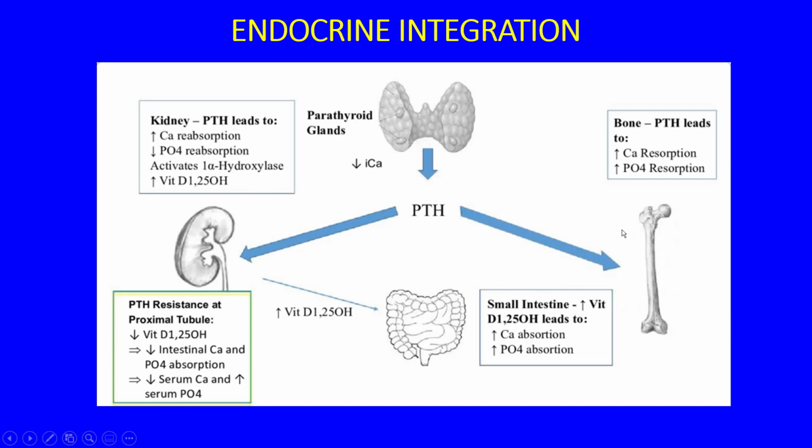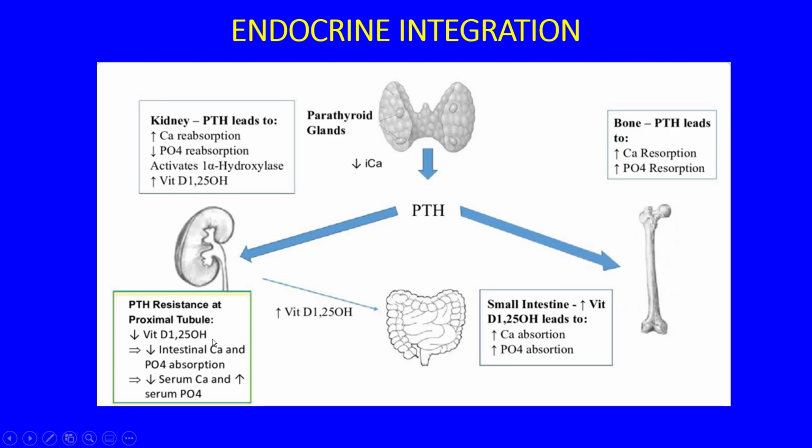So, what do you have here? PTH is going to lead to an increase in calcium reabsorption in the kidney, a decrease in phosphate reabsorption. You will also have the activation of 1-alpha hydroxylase, which is going to be able to synthesize and convert vitamin D into this most active form, the 1,25-OH.